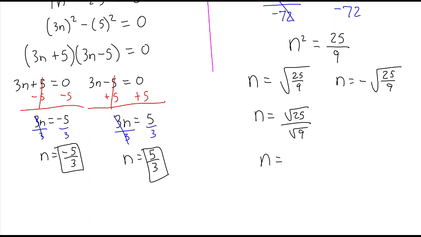The square root of 25 is 5. The square root of 9 is 3. That should look familiar, right? And then same thing here. The square root of 25 is 5. The square root of 9 is 3. So 5/3 and negative 5/3.